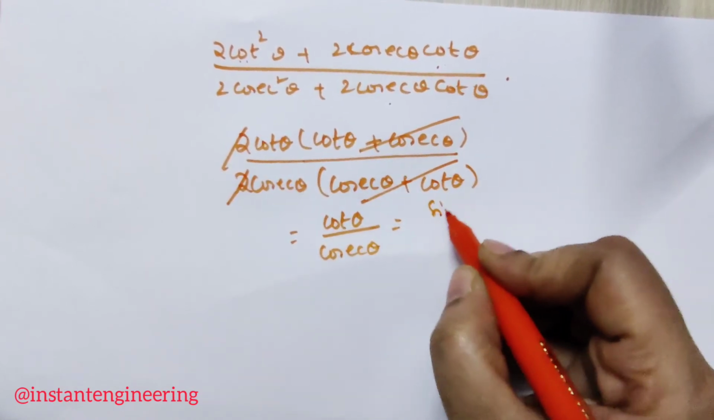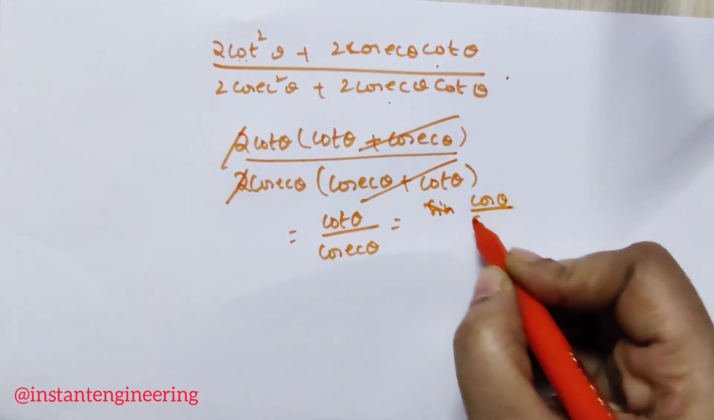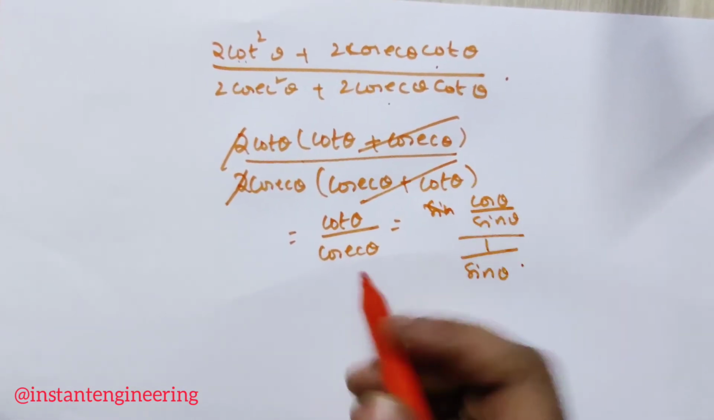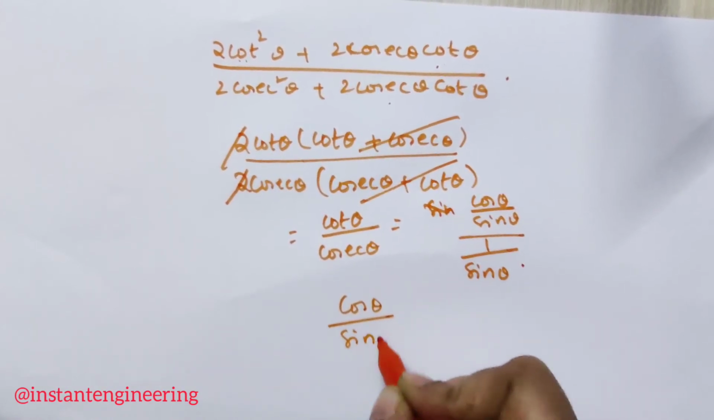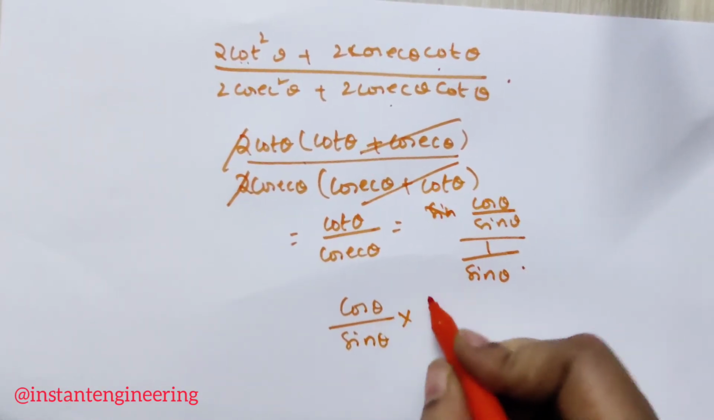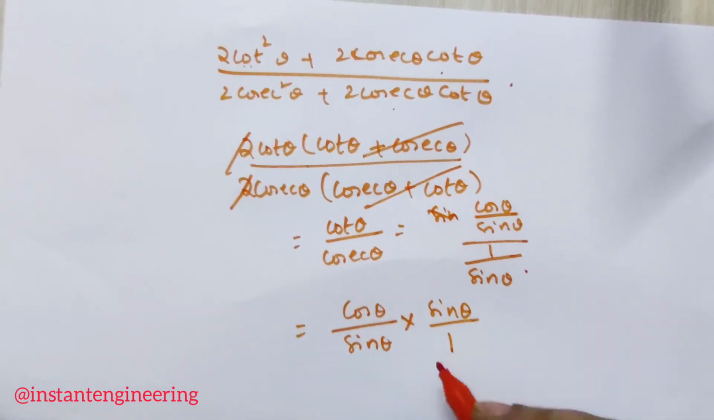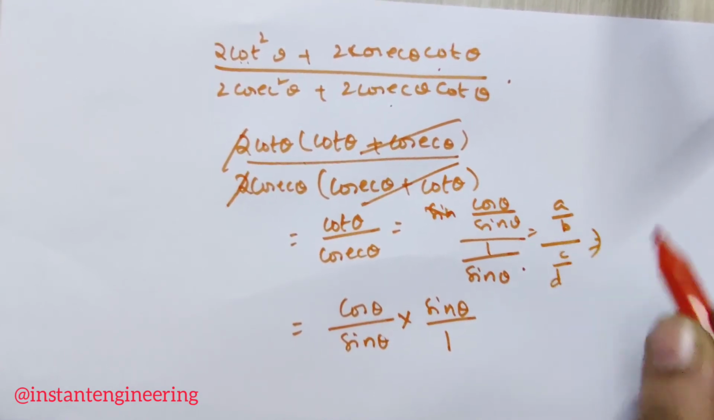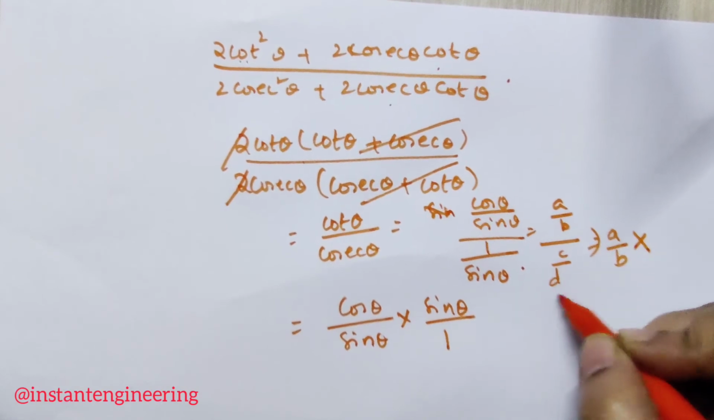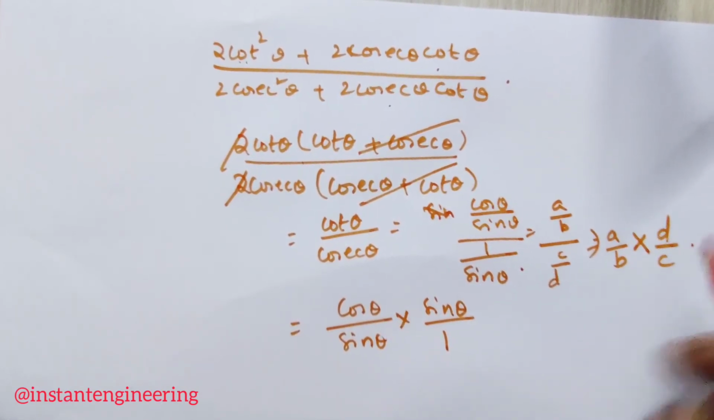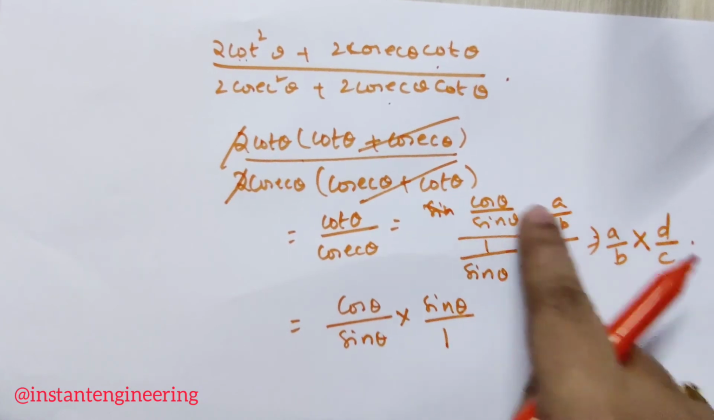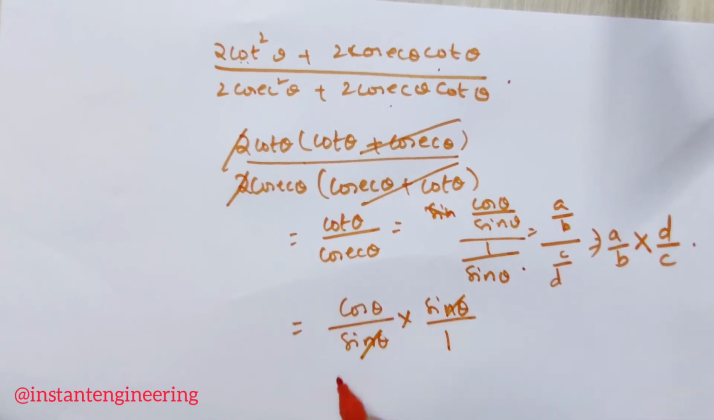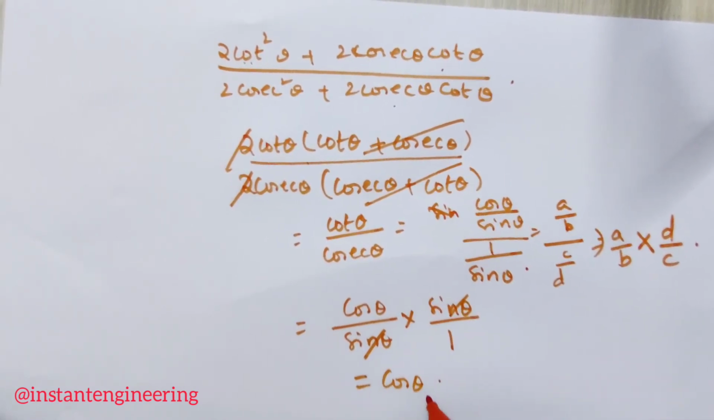So cot you can write as cos theta by sin theta, and cosecant is nothing but 1 by sin theta. Converting this, cos theta by sin theta, when this comes to the numerator, it becomes sin theta divided by 1. I'll tell you again: a by b divided by c by d means a by b into d by c. Similarly, cos theta by sin theta, this will go towards the numerator as the reciprocal, sin theta by cos theta. So sin cancels, and the answer is cos theta. This is what we were asked to prove.